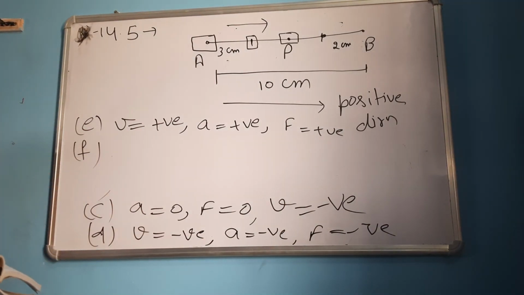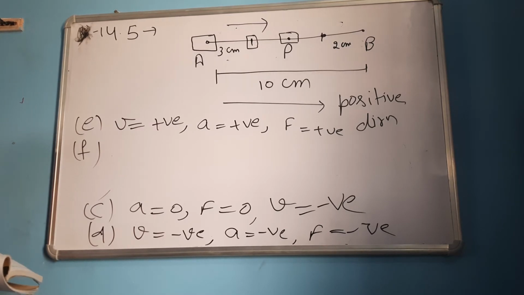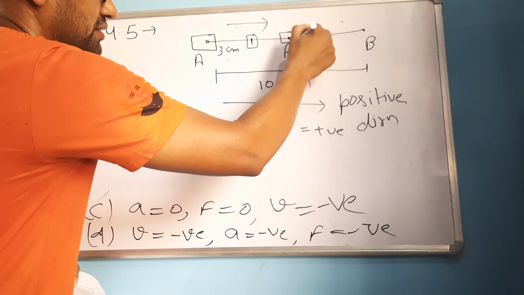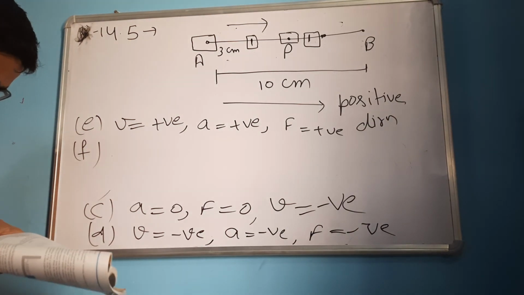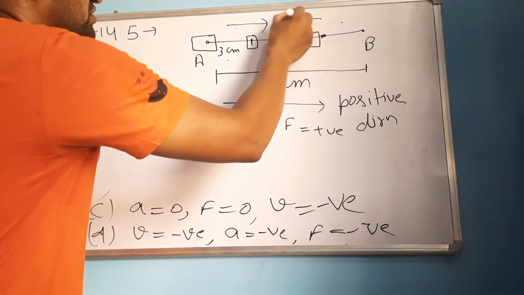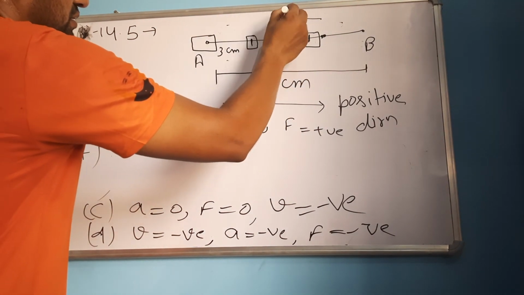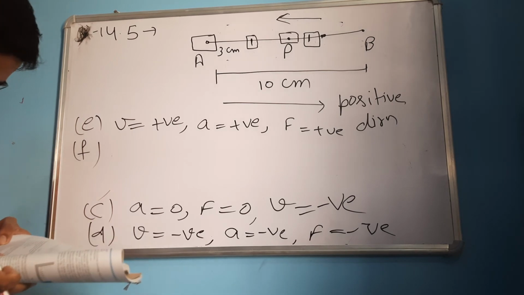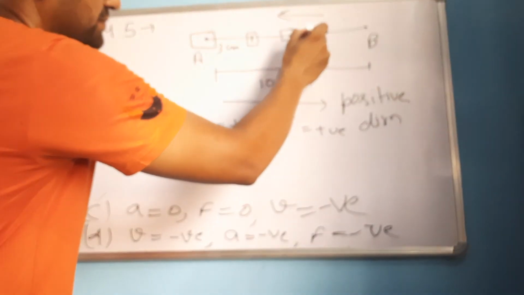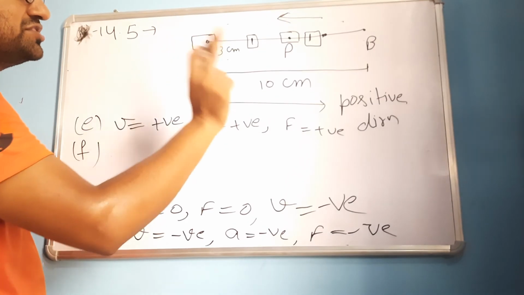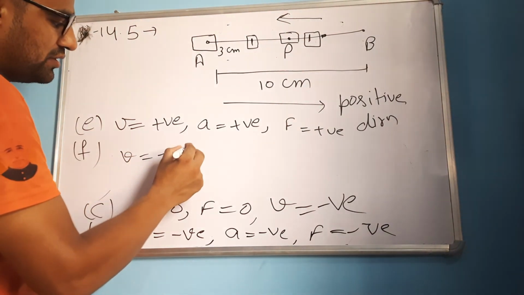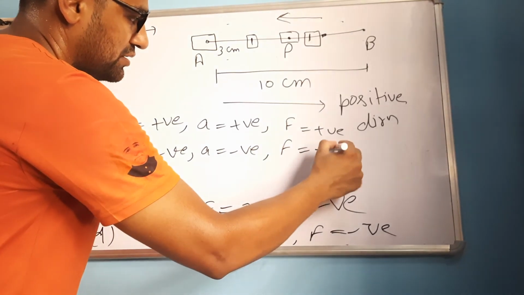Now the next part, F: A, B, C, D, E, F. At 4 centimeter away from B. It is 10 centimeter, the middle is at 5 centimeter, so 4 centimeter away from B will be here, going towards A. At this position our velocity is negative, because the direction is B to A while the positive direction is A to B. Acceleration is also towards B side, so velocity is negative, acceleration is negative, and then force will also be negative.